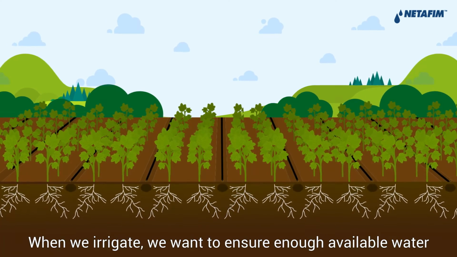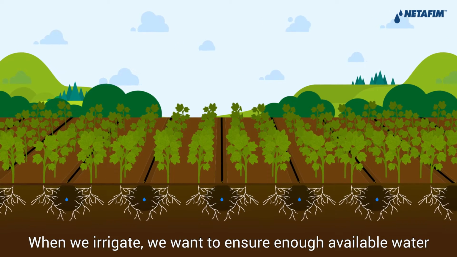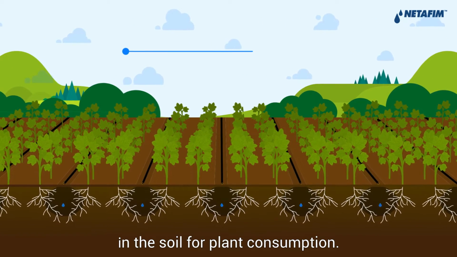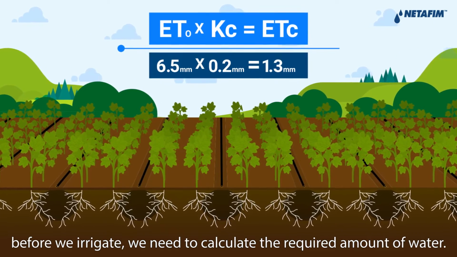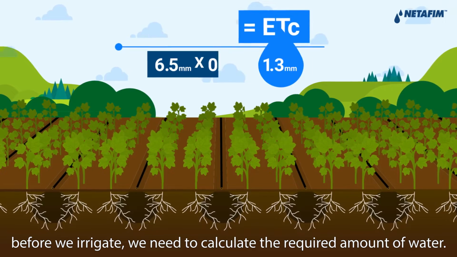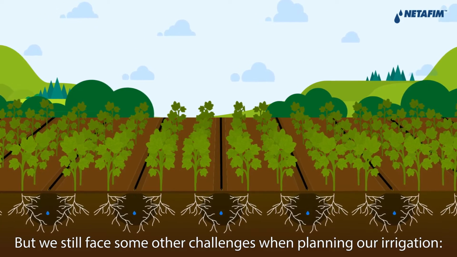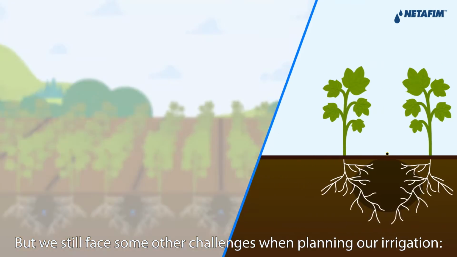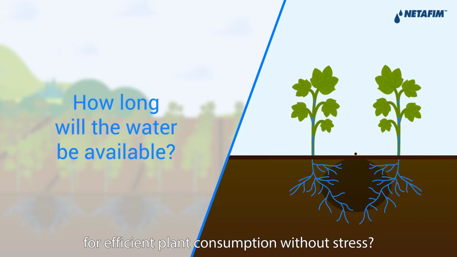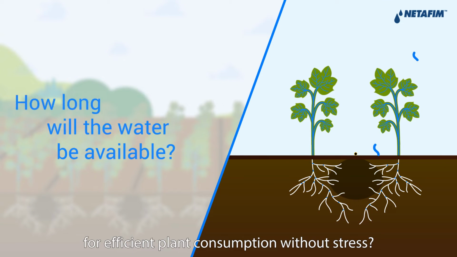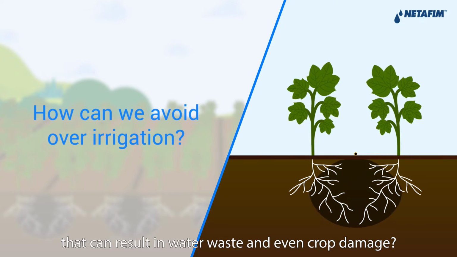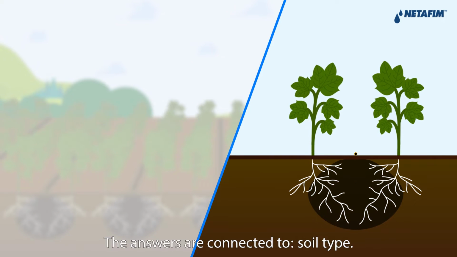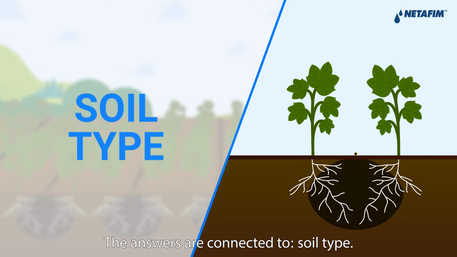When we irrigate, we want to ensure enough available water in the soil for plant consumption. As we learned in the first video in this series, before we irrigate, we need to calculate the required amount of water. But we still face some other challenges when planning our irrigation. How long will the water be available for efficient plant consumption without stress? And how can we avoid over-irrigation that can result in water waste or even crop damage? The answers are connected to soil type.